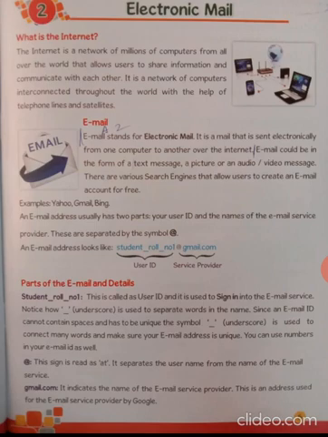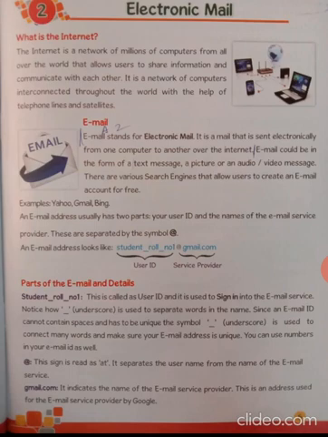An email address usually has two parts, that is user ID and the name of the email service provider. These are separated by a symbol, that is @. The at the rate symbol separates the two parts of the email ID. An email address looks like this. Just look in your book, it is given: student roll number @gmail.com, where the student roll number is the user ID, and Gmail is the service provider.